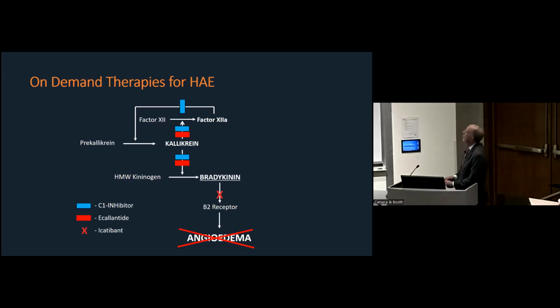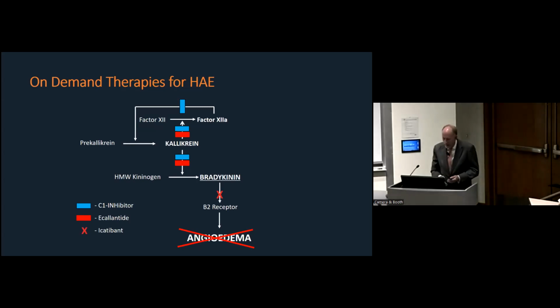These are the on-demand therapies that I showed you on that timeline. The blue is C1 inhibitor. So somebody's having an attack, you infuse them with C1 inhibitor, it shuts down the pathway, the attack stops. In red is ecallantide, which is a plasma kallikrein inhibitor. So it blocks the production of bradykinin. Again, the attack stops. It's given subcutaneously. And then last, icatibant, which is a bradykinin 2 receptor antagonist, kind of like an antihistamine for the bradykinin receptor, that blocks the effects of bradykinin on the vascular endothelium. So you stop the swelling.